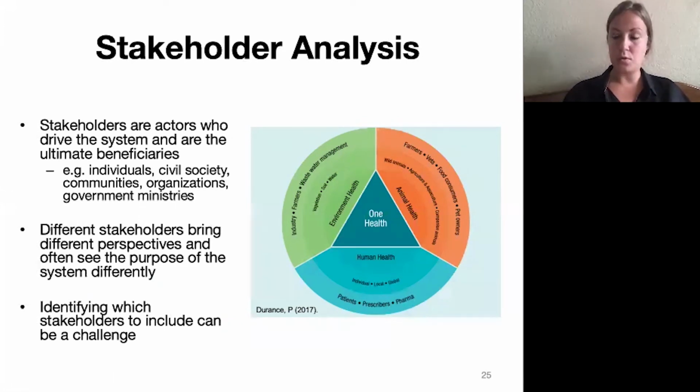Stakeholders are actors who drive the system and who are the ultimate beneficiaries. Typically, the stakeholders in One Health include the ultimate beneficiaries such as animals, humans, and the environment, as well as the organizations that work to protect them, such as research institutes, government ministries, and professional bodies. However, identifying these stakeholders who will contribute to the One Health activities and co-develop solutions to complex health problems can be difficult, as these problems often affect all sectors of society, which is why a stakeholder analysis is a key principle of a One Health approach.